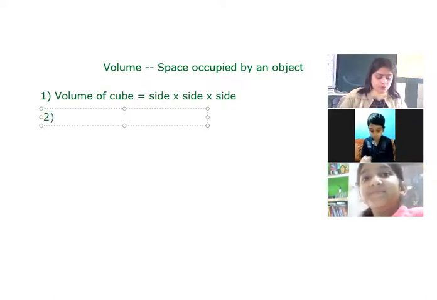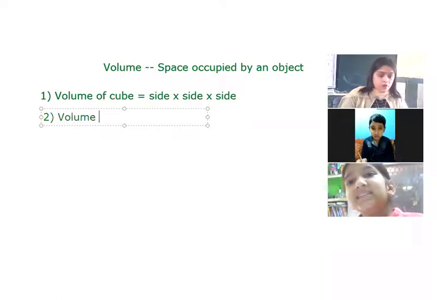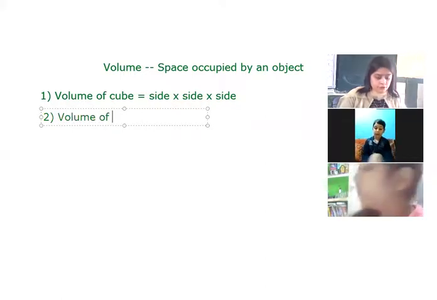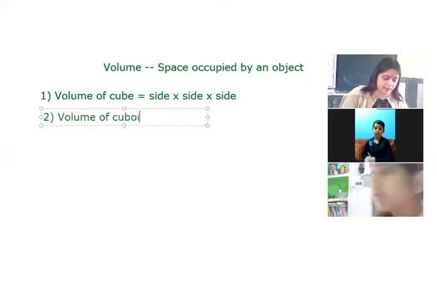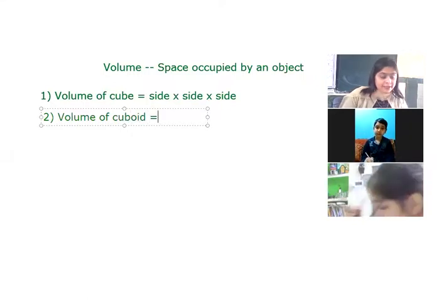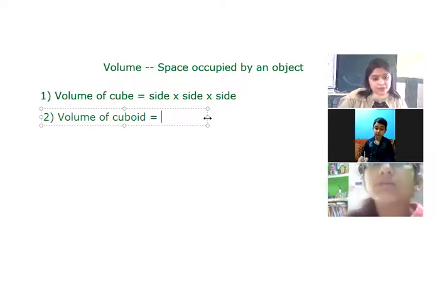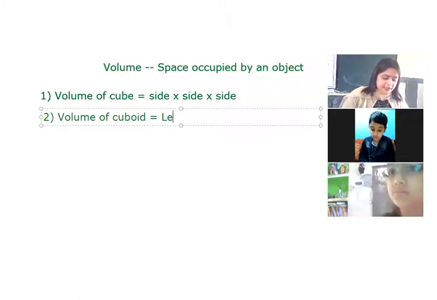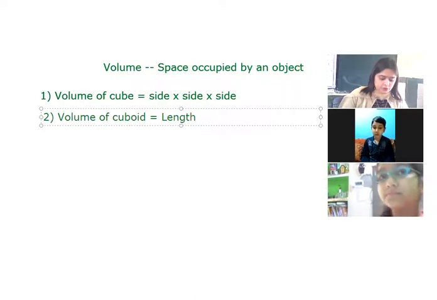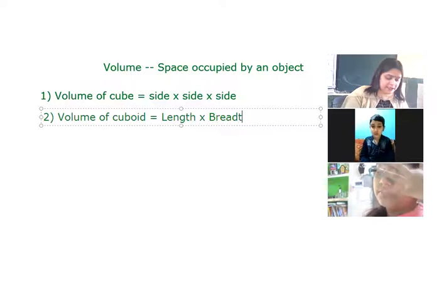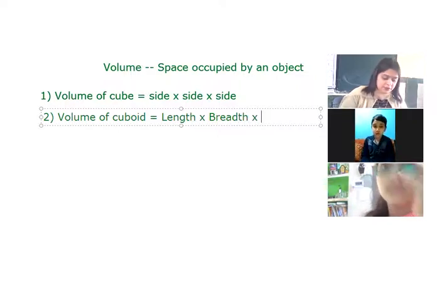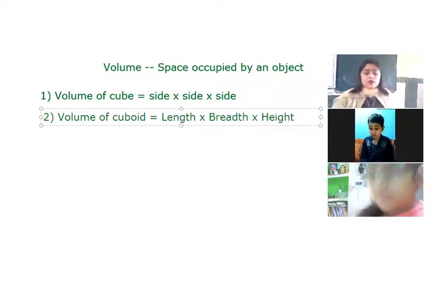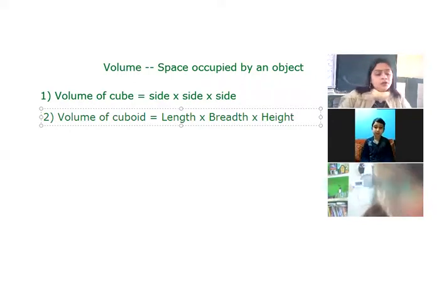Here the second one is volume of cuboid. But in the case of cuboid, the length, the breadth and the height are different. So that's why we are going to take each and every dimension separately. First one is length, L-E-N-G-T-H. Then we are going to multiply it by breadth, B-R-E-A-D-T-H. And then we are going to take the height, H-E-I-G-H-T. This is the formula for volume of the cuboid. Is it clear?